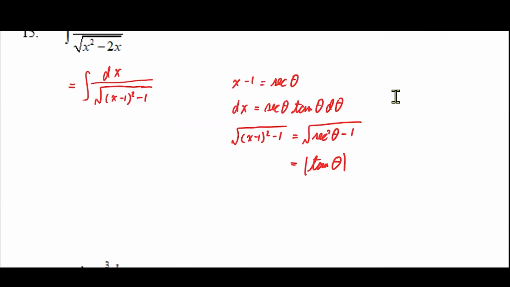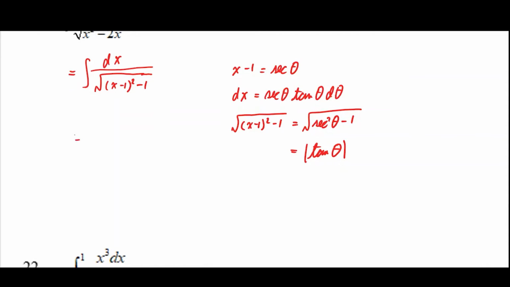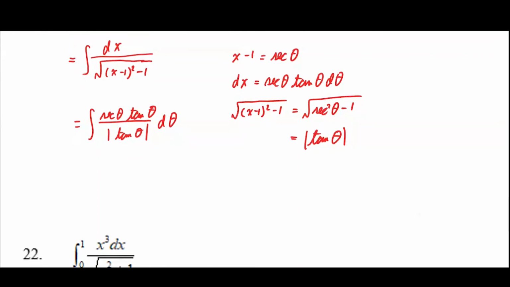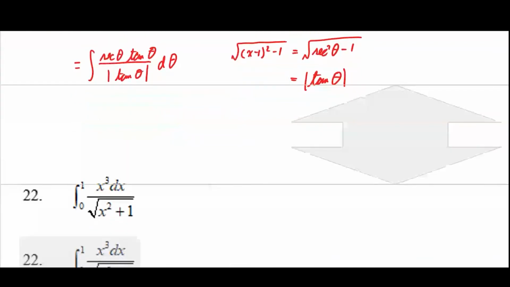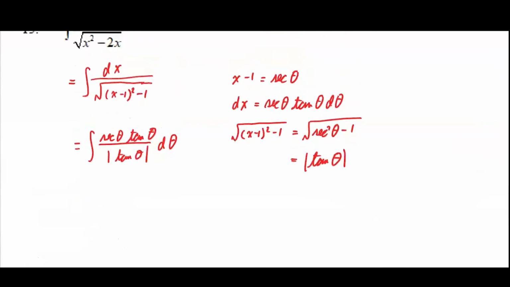Okay, so let's substitute and see what happens. So we have dx. Dx is this thingy, right? So we have secant theta tangent theta over absolute value of tangent theta d theta. And that's a major headache now, isn't it? So now we have to split this into two cases, when this is positive and when this is negative. So case 1.